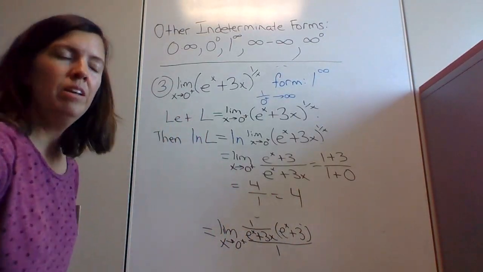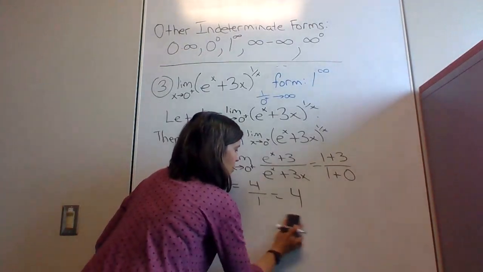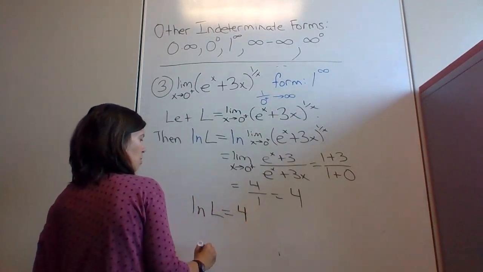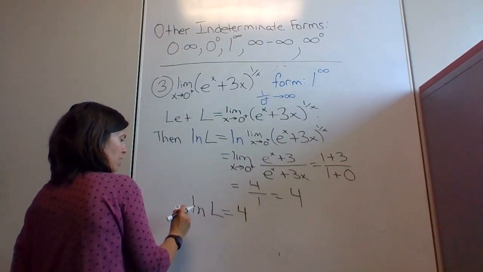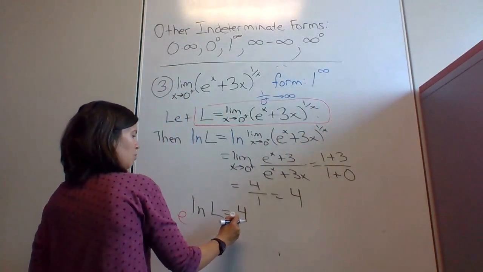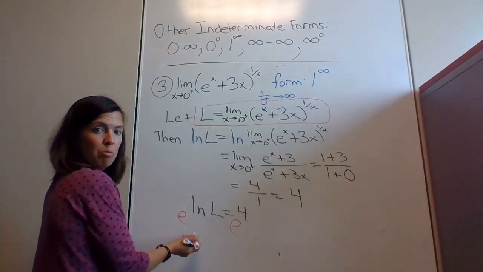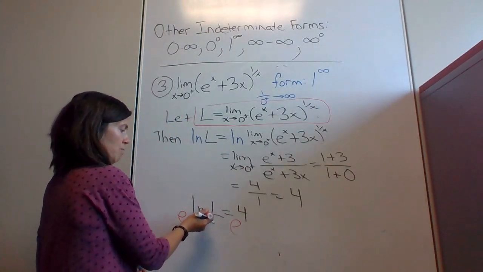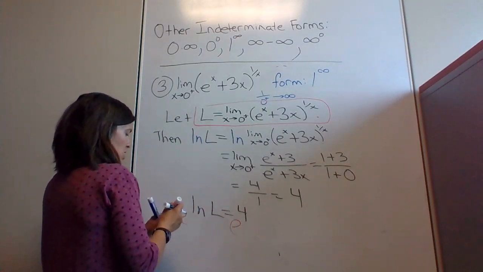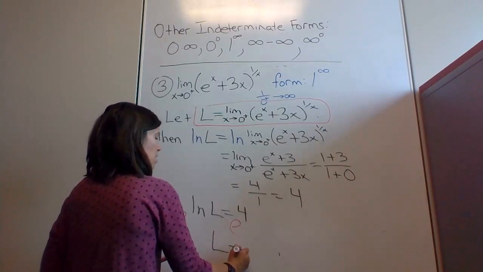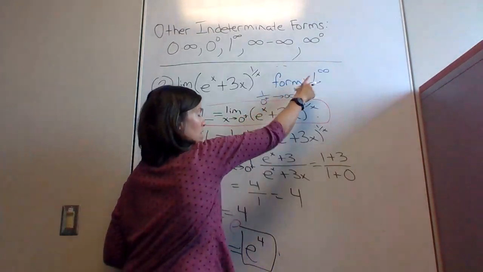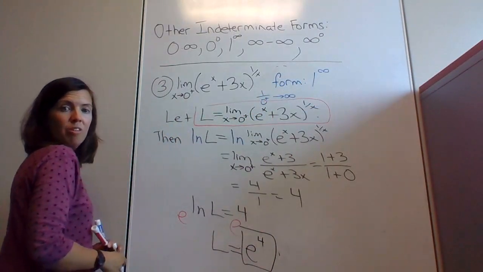That means, if the natural log of the limit is equal to 4, then in order to solve for just the limit L, which is the limit that we actually seek in this problem, we should take e to both sides. Because the exponential with base e and the logarithm base e, the natural log, cancel each other out. They're inverse operations. And so we end up with just L equals e to the 4th. And so in this case, 1 to the infinity is equal to e to the 4th. And that's our final answer.